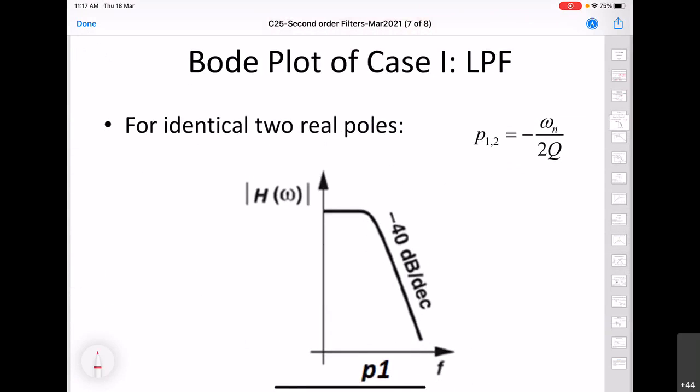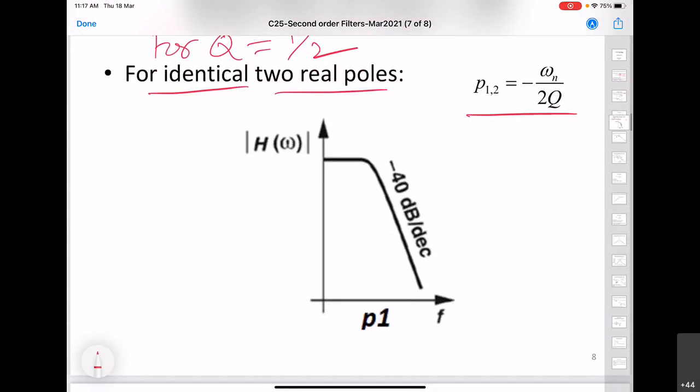So when we take q equal to 1 by 2, there will be two identical poles and they will be real, given by this expression. And in that case, we can see that this is going to be the Bode plot.